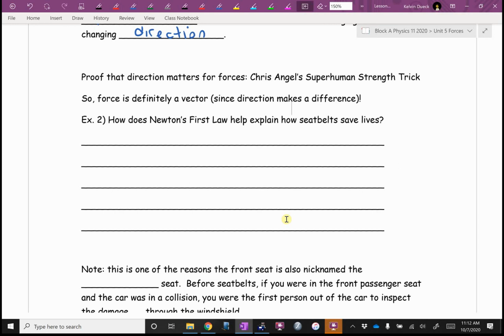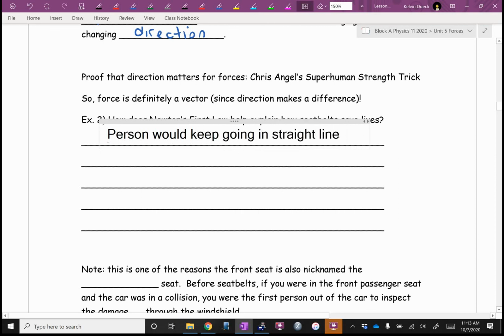Without the seatbelt, in fact, we used to make a joke that before seatbelts were mandatory, if you were sitting in the front passenger seat, you'd be the first one out to inspect the damage. The joke was you'd be going through the windshield, and as you went over the hood, you'd inspect the damage just to make sure there wasn't any damage. That was our morbid joke. The person would keep going in a straight line.